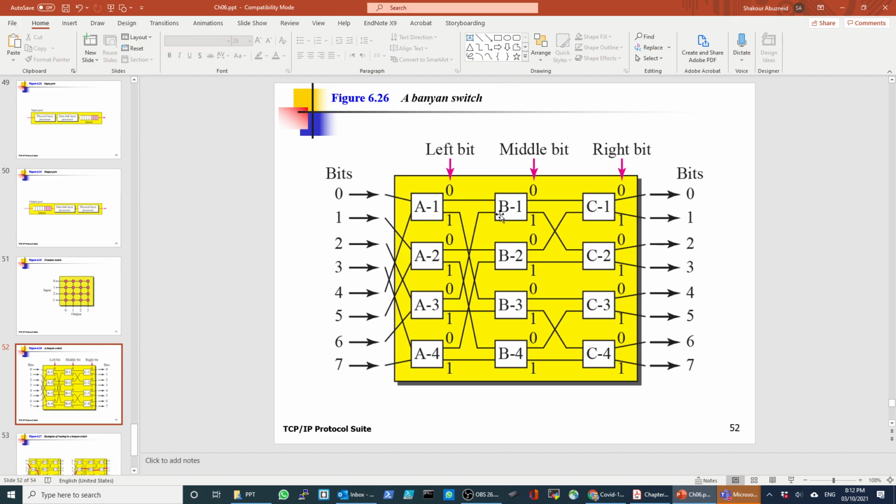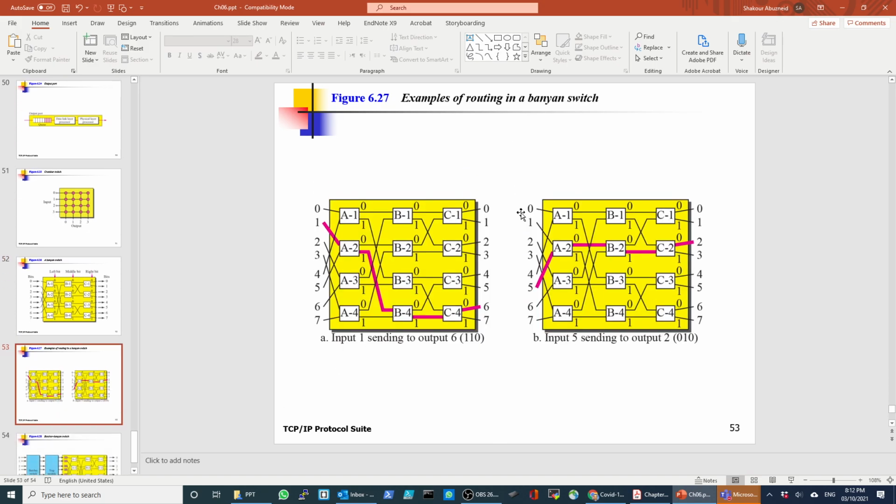All right, so let's take a look in here. So we have 8 inputs and 8 outputs, right? The number of stages is 3, because log 2 8 will give you 3 stages, as you see in here. Suppose the packet arrived at input 1 and this must go to output 6, so the destination is output 6. So how do we write 6? 1, 1, 0, right?